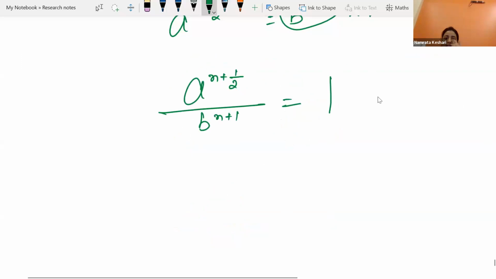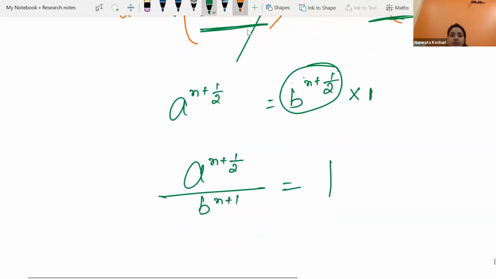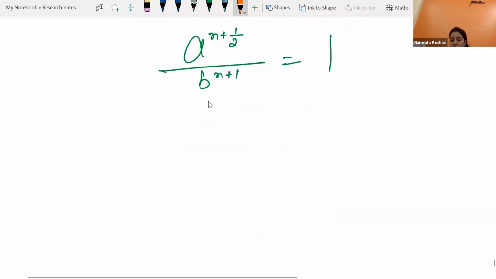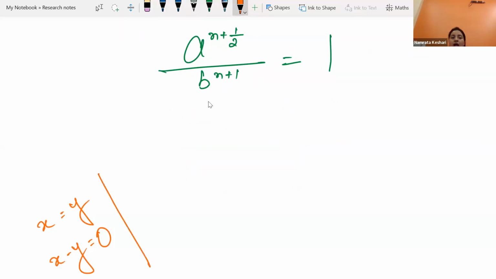Yeah. So there are two ways. When you are having x equals to y, you can write x minus y is equals to 0. And the same, when you are having x equals to y, you can also write x by y is equals to 1. Do you know that, Ali and Alina?